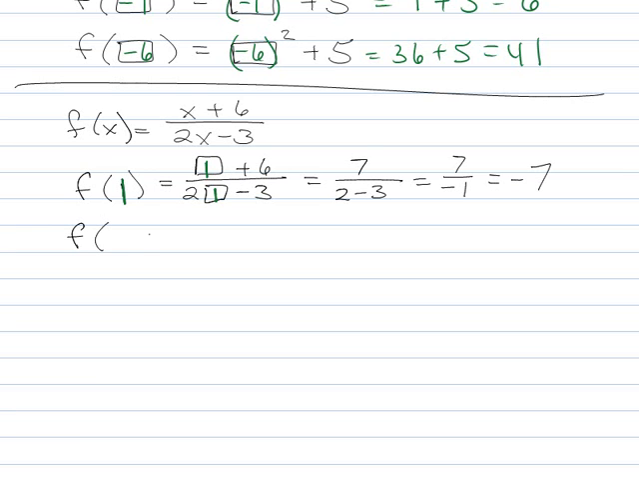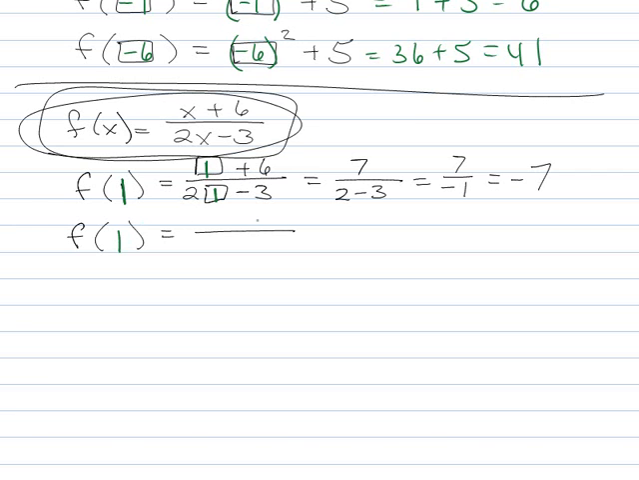Or just think about it without the boxes, and say, okay, looking at this, everywhere I see an x, I put in a 1. 1 plus 6. 2 times 1 minus 3, and again, you get the same thing. It's just a different way of picturing it in your head, and any way works for me. I don't really care how you get the answer as long as you get it legitimately, and that it makes sense to you. Alright, so let's try f of 3.